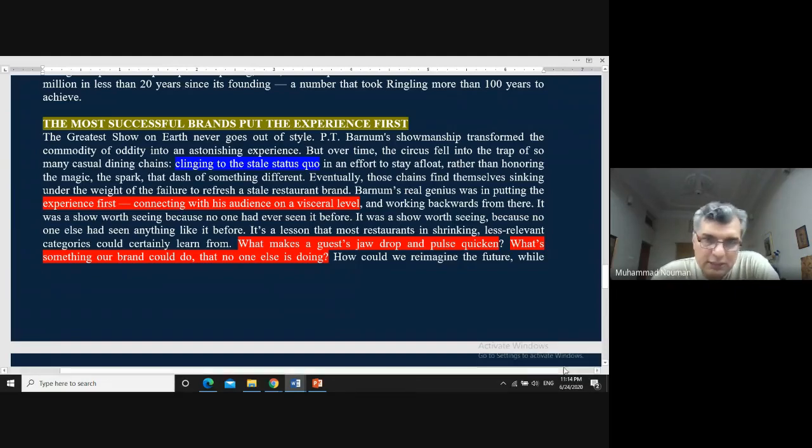And this further is explained through this example in the restaurant sector, for example, what makes a guest's jaw drop and pulse quicken. For example, how food is served. Some of you might connect this with your own restaurant experiences. One of the most exciting moments inside a restaurant is when the food is brought.